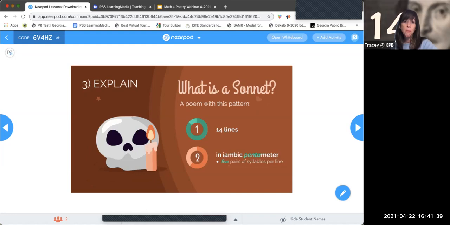All right, so moving along, part 3 explains. This is the part where you really get into the nitty-gritty about the patterns, because we do want kids to recognize the patterns so that they become masters of pattern and structure recognition, and they can use that mastery throughout school, because that is a skill they will need to succeed. So what is a sonnet?